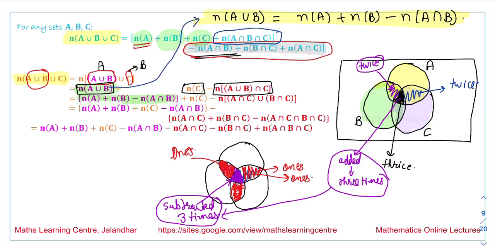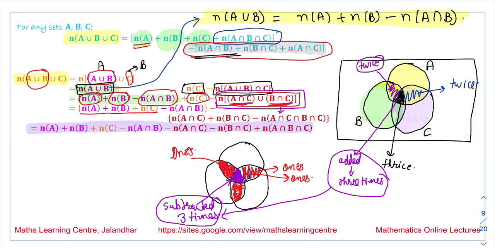On adjusting all these values, we obtain n of A, n of B, and n of C. These three values are there. Then we have n of A intersection B, and over here we have n of A intersection C union B intersection C. On this term, we have again applied the formula and we obtain the answer in this form. On solving this, you can check that you will obtain the final answer in this particular form.